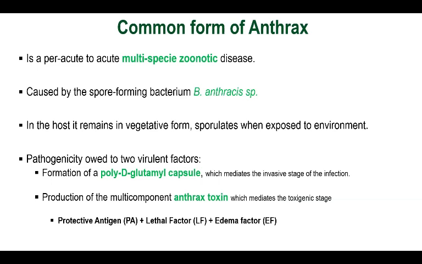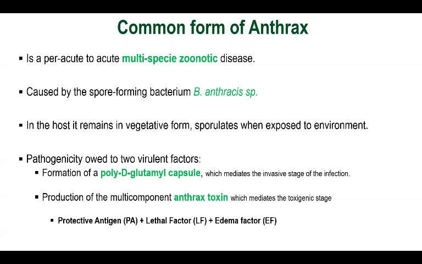Now, its pathogenicity is owed to 2 virulence factors, because there is a virulence and there is also the other factor which causes it to move a bit faster. So when you are looking at the virulence, there is the formation of a poly-D-glutamyl capsule, which mediates the invasive stage of the infection. Then once it is in the body, there are toxins which are produced. These are multi-component potent toxins, anthrax toxins. We have 3 important toxins: the protective antigen, the lethal factor, and the edema factor.